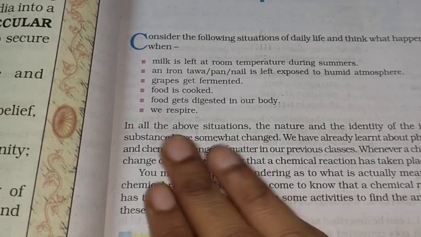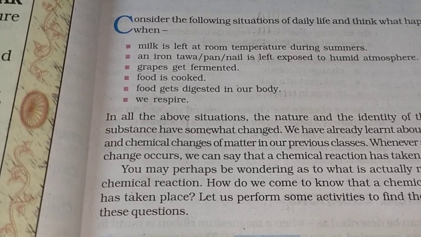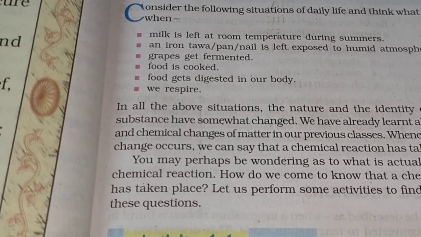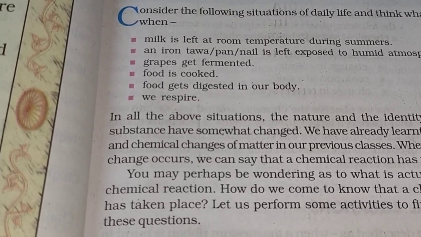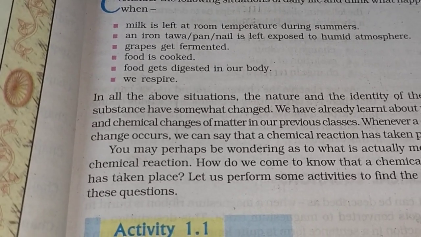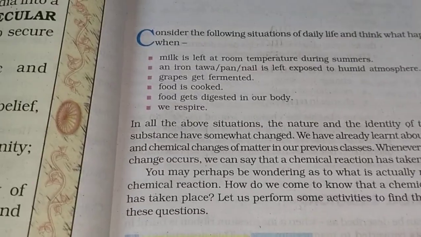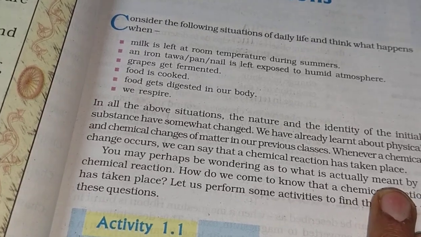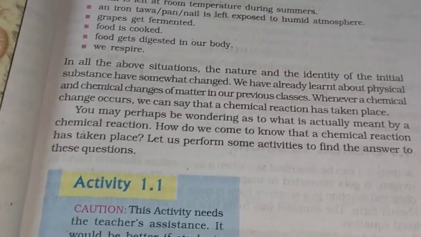So we have learned about physical and chemical changes in our previous classes. Physical changes are changes which occur because of the physical properties which we see. Yes, no? And chemical changes are the changes in the chemicals present in it, and a new product is formed in a chemical change, whereas in a physical change no new product is formed. So whenever a chemical change occurs, we can say that a chemical reaction has taken place.